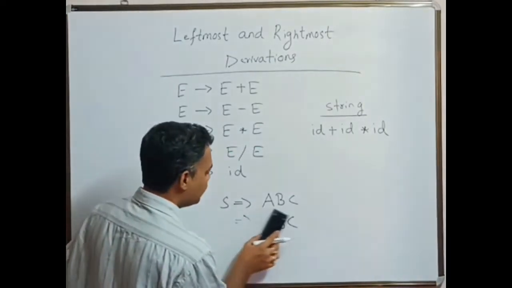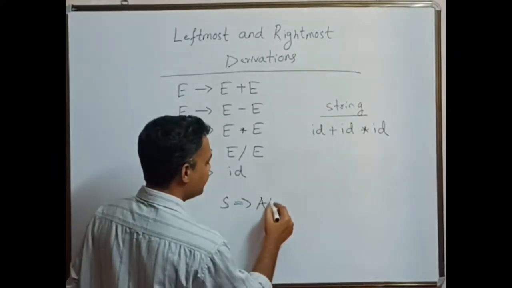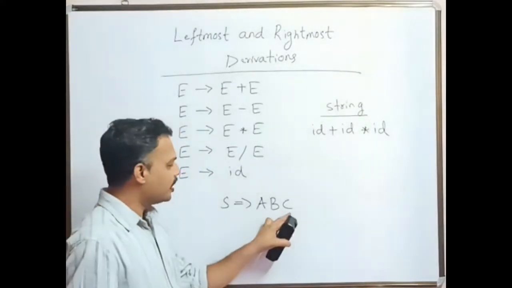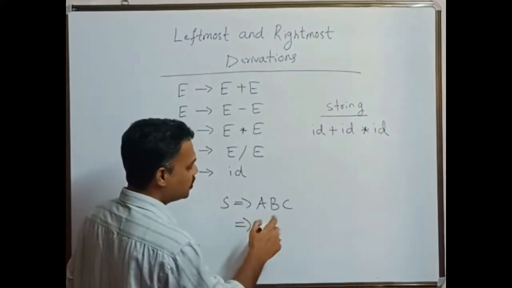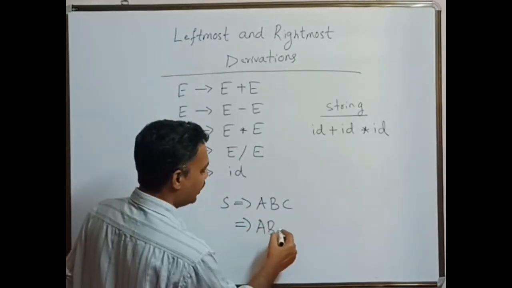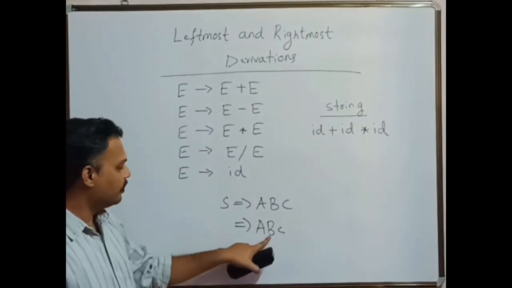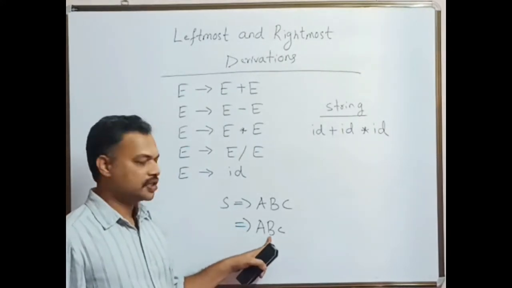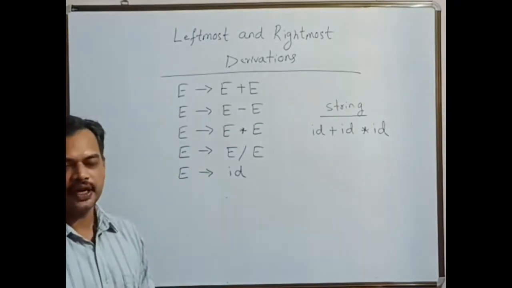Now similarly in rightmost derivation, the rightmost variable will be replaced. Once again, suppose if we take ABC into consideration, these are the three variables. Now the rightmost variable among these variables is C. So C will be replaced. Suppose C derives small c, okay? So it will be written like this. And after we replace C by some rule of its, then we replace the next rightmost variable in the overall production. So this is about leftmost and rightmost derivations.